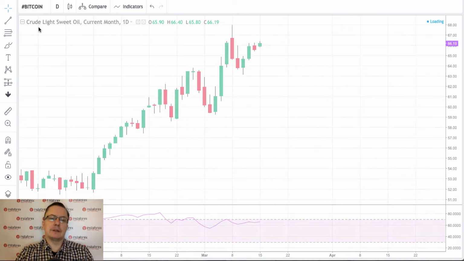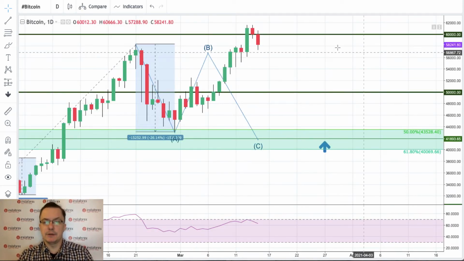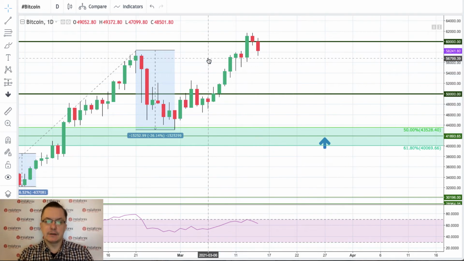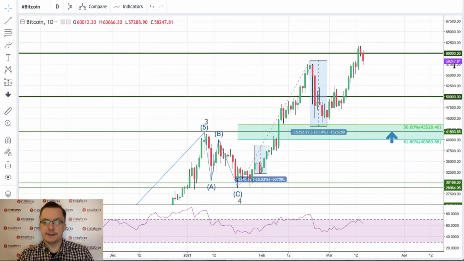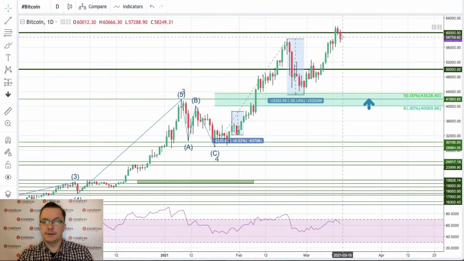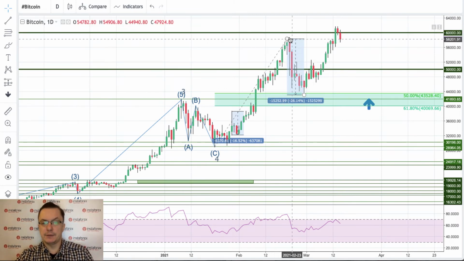So interesting situation on the crude oil. And now the Bitcoin. Why am I talking about the Bitcoin? Because we have made another higher high, which means this scenario is now invalidated. So what is going on? This is still wave 5, right? We thought that the wave 5 had been completed here, ABC correction to the downside.